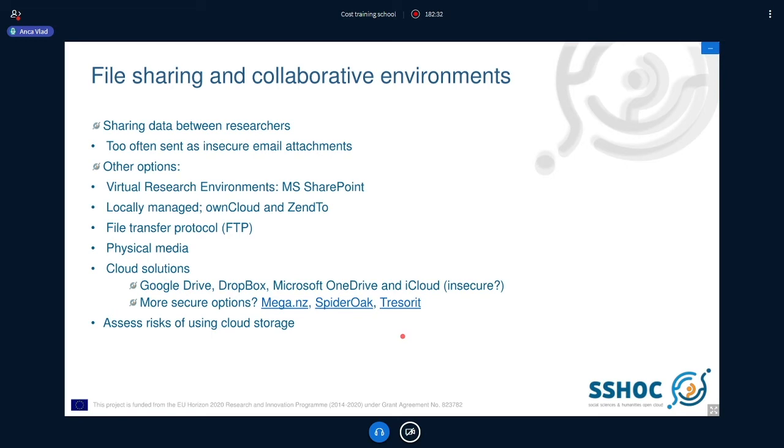There are some options that claim to be more secure. What we recommend is just to assess the risk of using cloud storage, whether these are appropriate for your data. And a very good idea would be, again, to ask your institution or university for guidance on this. We ourselves don't advise storing personal data or commercially sensitive data in the cloud, but of course, you should check with your institution.